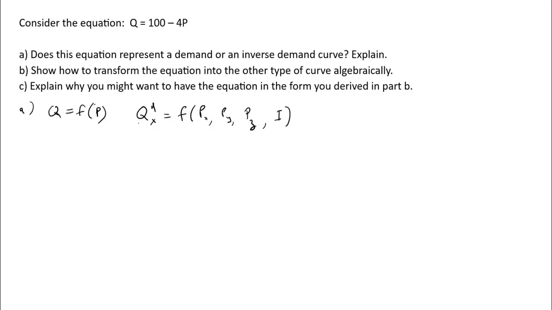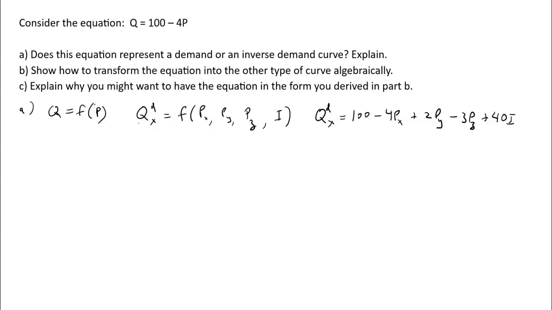And an algebraic example of the second general demand equation might be something like this, where we have quantity demanded of good X is 100 minus 4px plus 2py minus 3pz plus 40 times the level of income. Notice that any one of the variables on the right-hand side, if they change, affects how much of good X that you would want to buy.